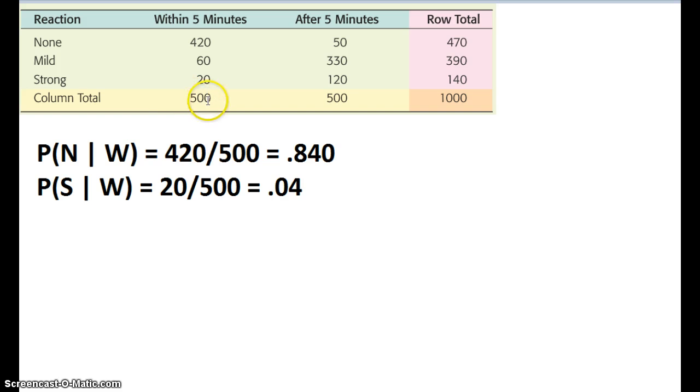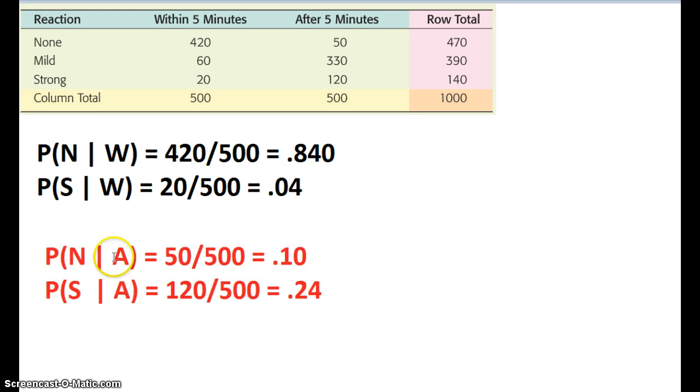So out of the people who washed within 5 minutes, 20 had a strong reaction. Out of the 500, that's 0.04. Part C I did here in red. What's the probability of no reaction for the people who washed after 5 minutes? If we're looking at afters, there's 50 people with no reaction out of the 500, so 10%. And then what's the probability of a strong reaction for people who washed after? There's 120 out of the 500, which would be 24%.